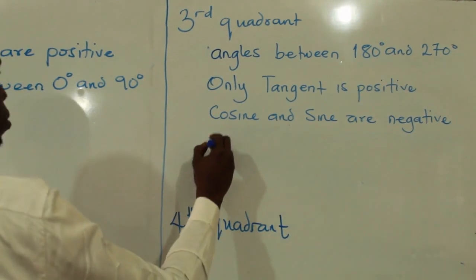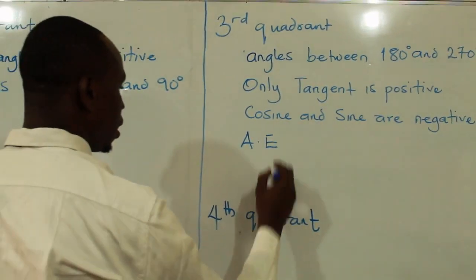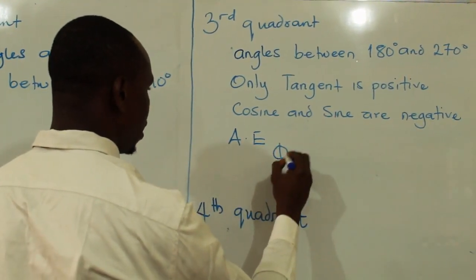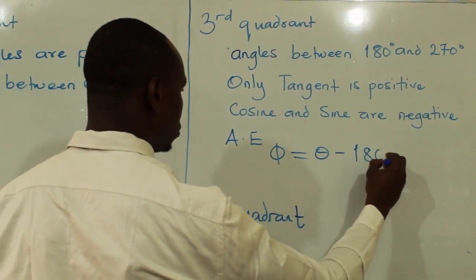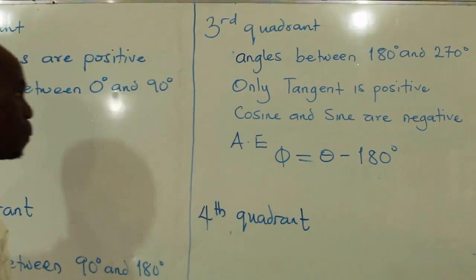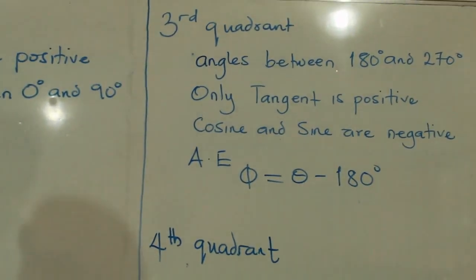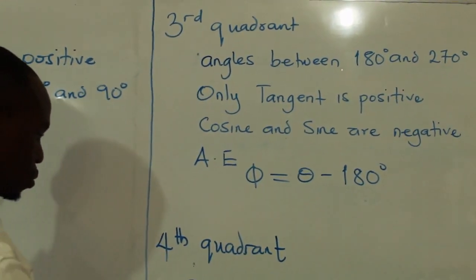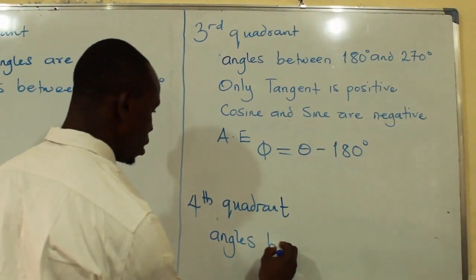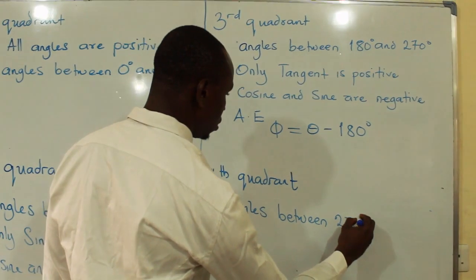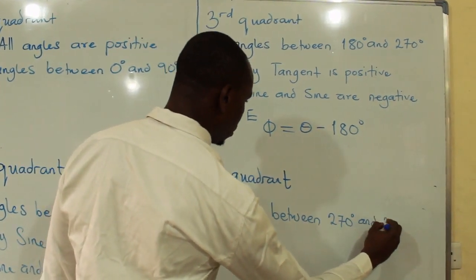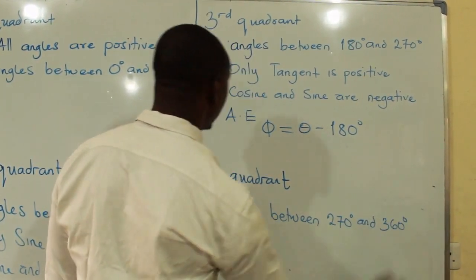And the acute equivalence is giving us phi being equal to theta minus 180 degrees. And the fourth quadrant, we're looking at angles between 270 degrees and 360 degrees.